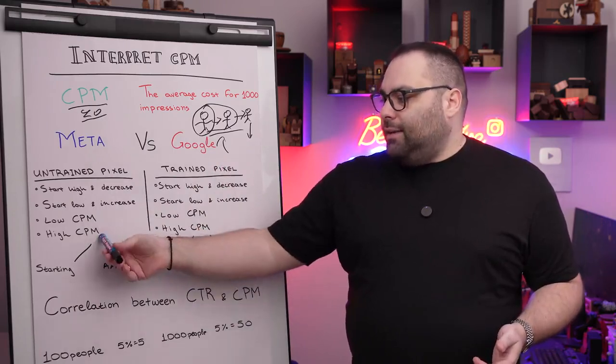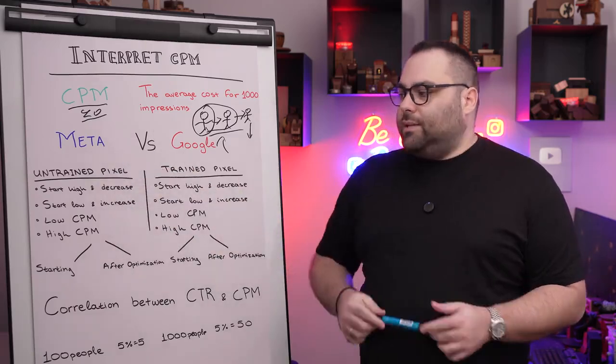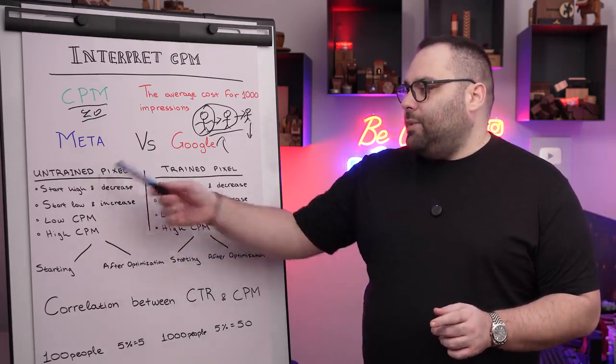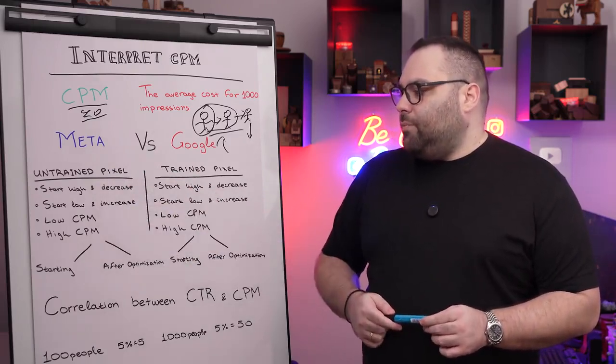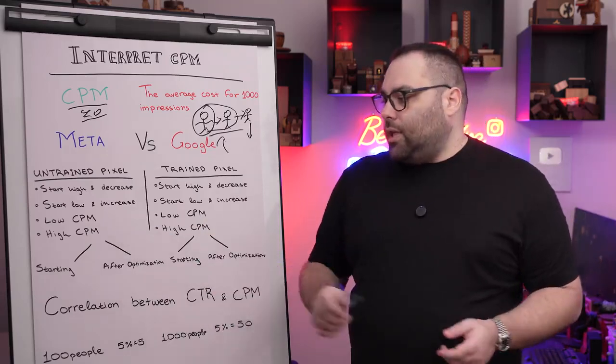But if we have high CPM, it's not necessarily bad because it means that on the untrained pixel we do have a higher CPM, but the point is, is it going to get lower, or is it going to stay high?